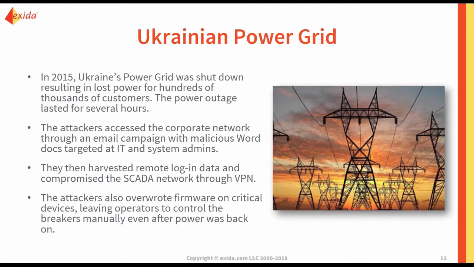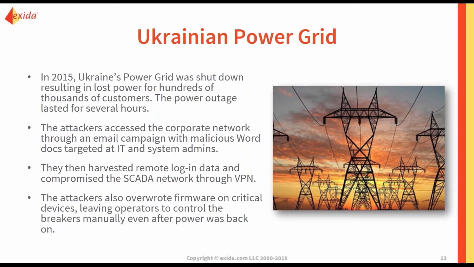And one more good example is in 2015, when the Ukraine's power grid was shut down, resulting in loss of power for hundreds of thousands of customers for several hours. In this case, the attackers accessed the corporate network, again, through an email campaign with malicious Word docs targeted at the IT and system admins. They opened the Word document and it asked them if they would like to upgrade their macro, and that's how it opened a backdoor into their system.